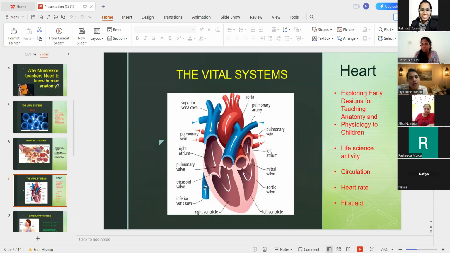This one is the inferior vena cava. This blue color is the inferior vena cava. And this red color is there, no? This red color is the aorta. Okay? So we have to understand that from our leg, this inferior vena cava will collect the blood from our leg and all parts of the body.